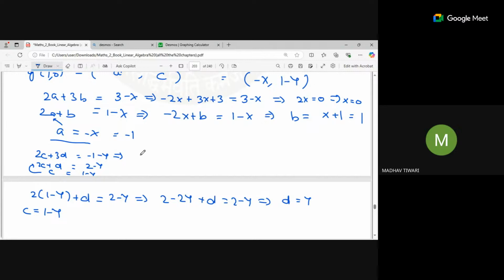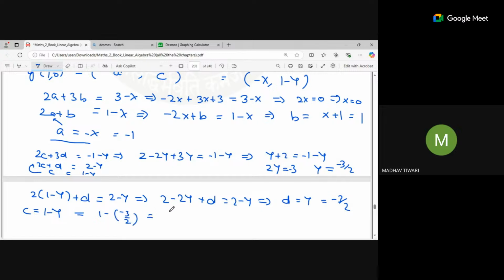Okay, c and d values we found in terms of y, so I can put these values in this equation. So what is c? Sorry, 2 times c will be 2 minus 2y, right? And plus 3d, 3y is equal to -1 minus y. So from here I got y plus 2 is equal to -1 minus y. So if I add, 2y is equal to -3, and y value will be -3 by 2. Y value is -3 by 2, then d value will also be -3 by 2. And what will be my c value? It will be 1 minus -3 by 2, so that will be nothing but 5 by 2. Okay, is that clear?